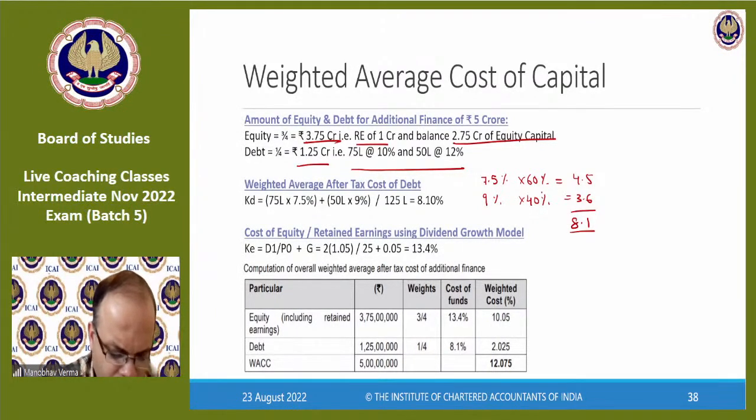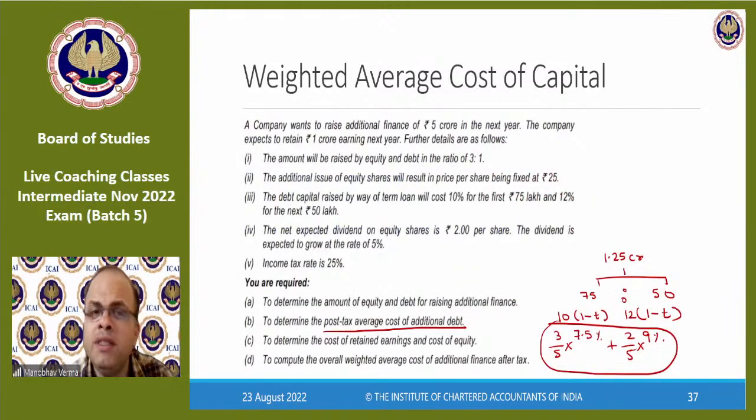Aditi says 75 lakhs into 10%. No. Aditi, 10% into 1 minus 20, 1 minus tax rate. That's not 7.5. Aditi, we are not even looking at 75 right now. We look at the 75 for the weightage.